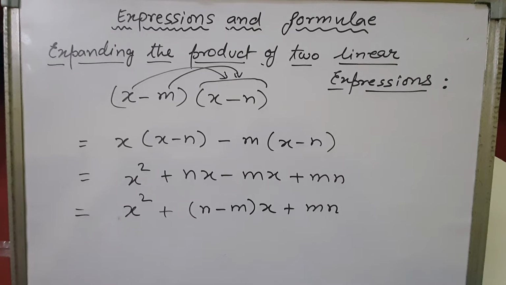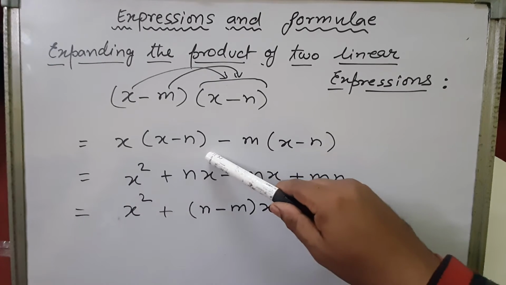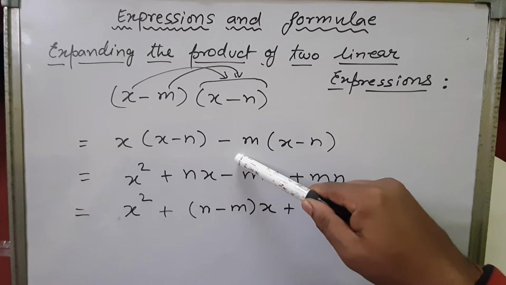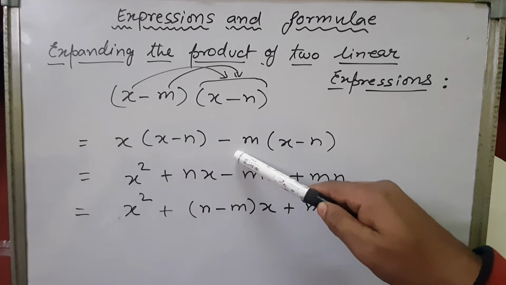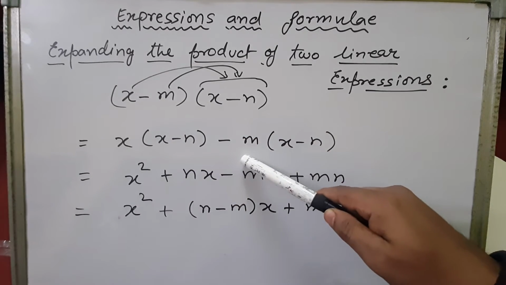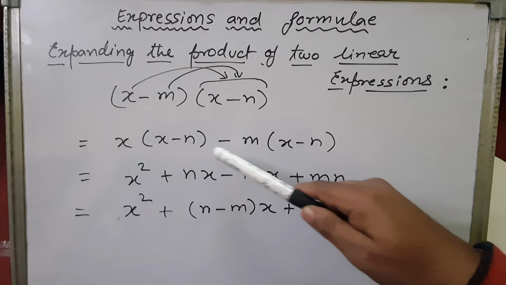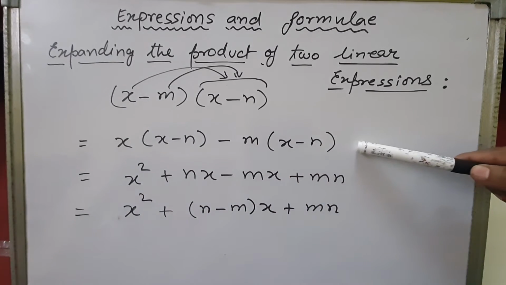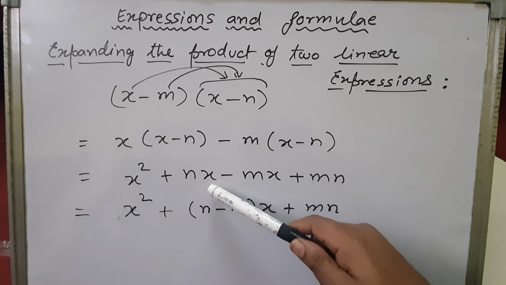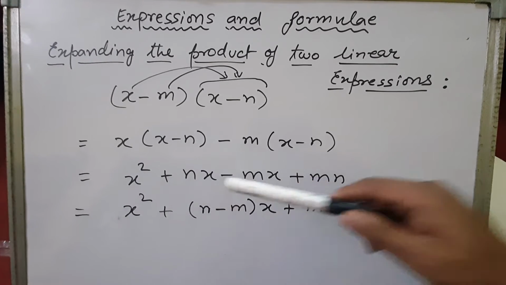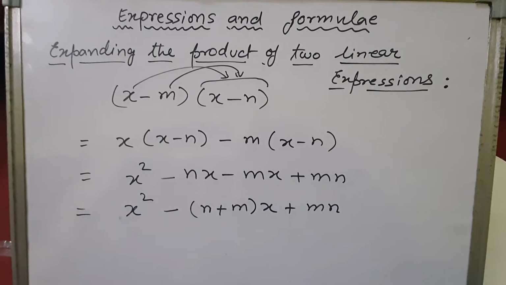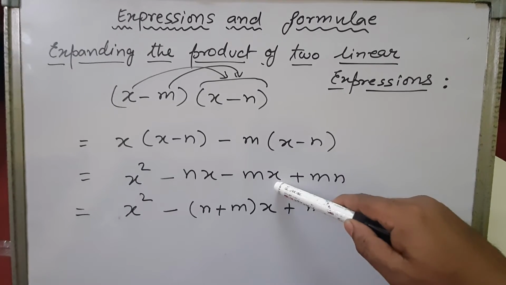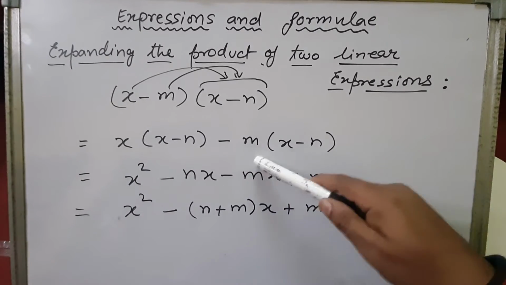So we'll write x into x minus n, and the second term is minus m. You need to pay attention here that the second term will be taken with sign. If the plus sign is here, we'll write plus. If the minus sign is here, we'll write minus. Whatever sign is there, we need to take these terms with sign, right? So minus m will be multiplied with x minus n. When we multiply, we'll get x square minus nx. Right, children, we'll get minus nx here. Now minus m into x is minus mx, and minus m into minus n is plus mn.